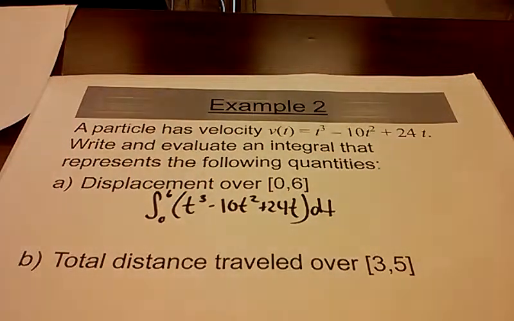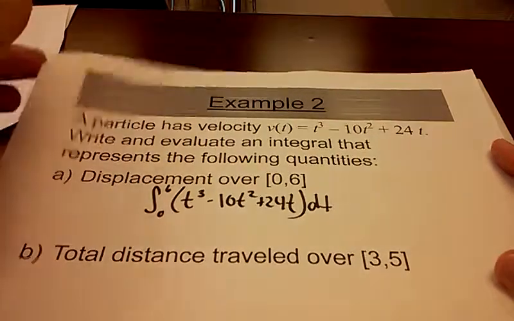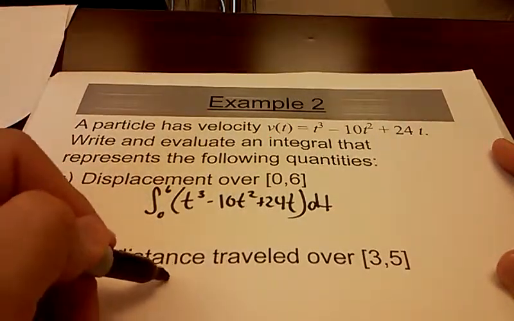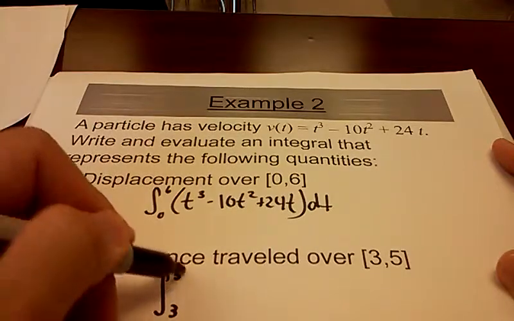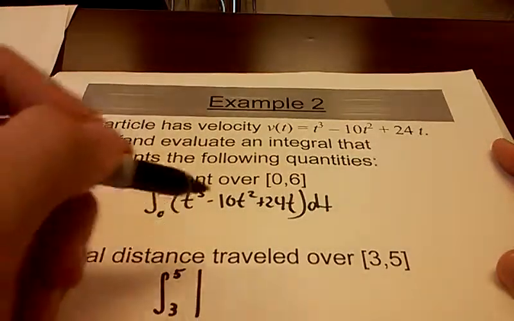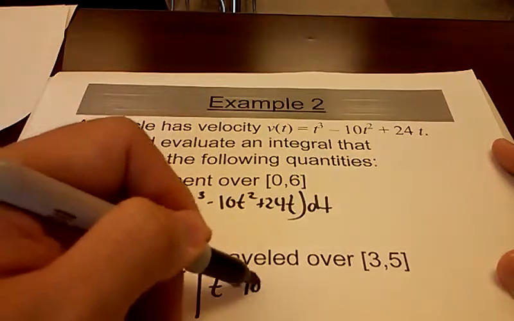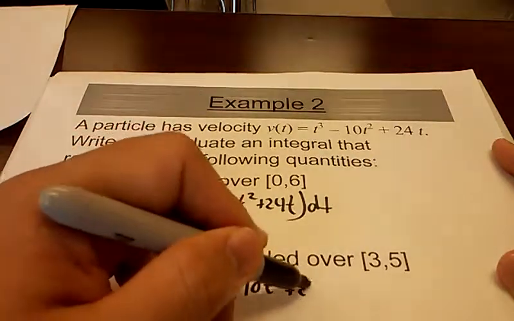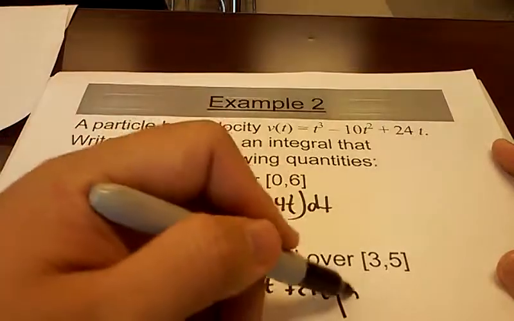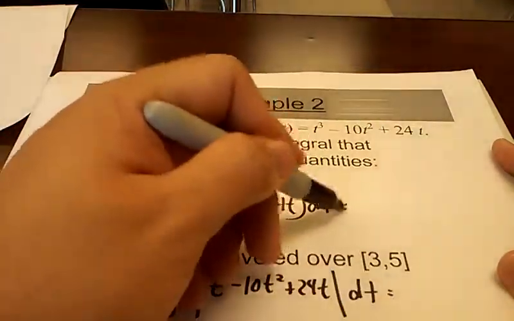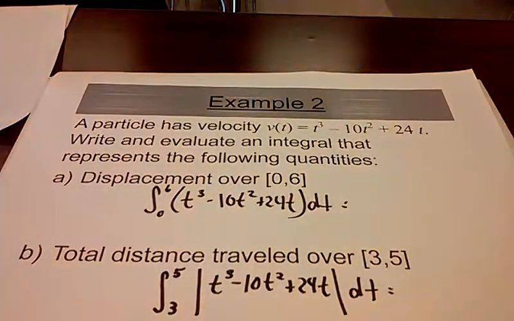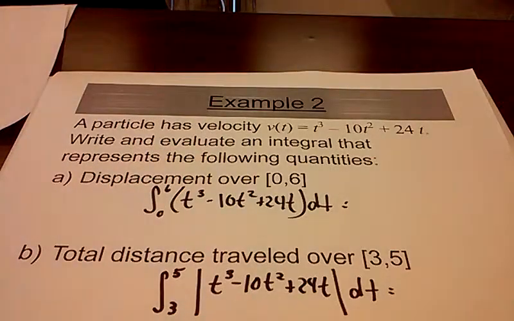Now, notice the difference. If it asks for the total distance traveled over the interval 3 to 5, you would still do your lower limit 3 and your upper limit 5. However, total distance is the absolute value of the function. So it would be the absolute value of t cubed minus 10t squared plus 24t dt. So you would obviously get two distinct and separate answers for this problem.